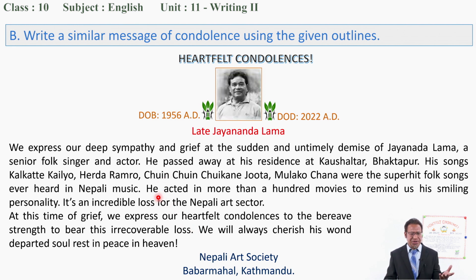There is also information that he acted in more than 100 movies, to remind us of his smiling personality. As a person, he looks smiling all the time. Just add something which you know. You can even sometimes make additions, no problem.